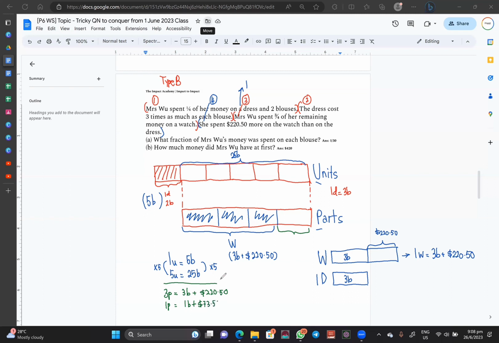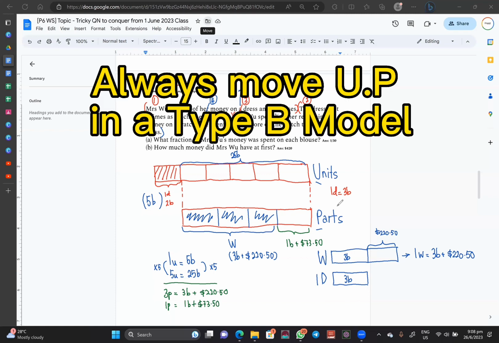So 1 part is equals to 1 blouse plus $73.50. So what I want to do is quickly write down that this is actually equals to 1 blouse plus $73.50. Now the next thing you want to do, remember just now in the earlier part of this video, I said that the first letter of each word spells up. So you must always remember to move upwards.